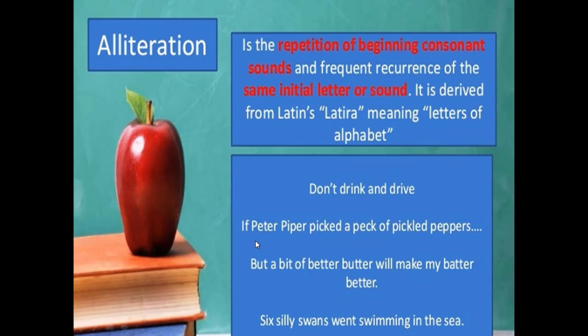Next one. Peter Piper picked a peck of pickled peppers. A bit of bitter butter will make my batter better. Six silly swans went swimming in the sea. It's kind of a tongue twister, but you can see all the initial letters contain repetition of consonants. P, P, P, B, B, and six, so S, S, S.